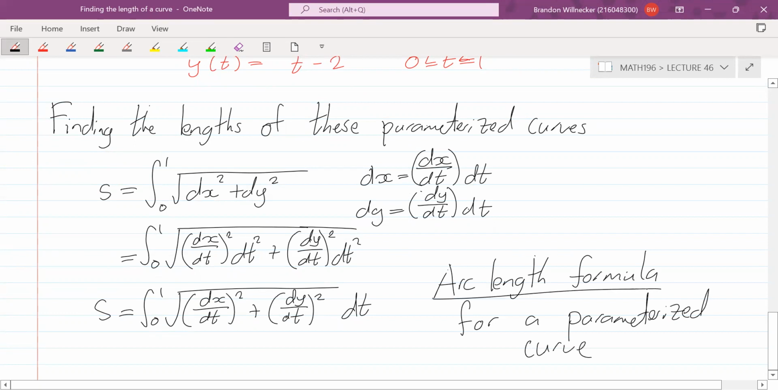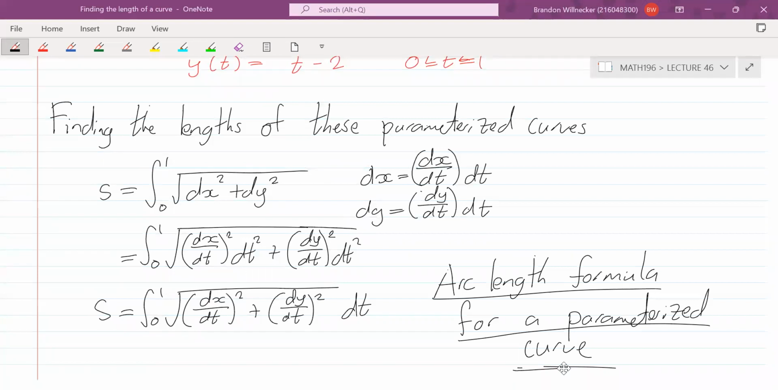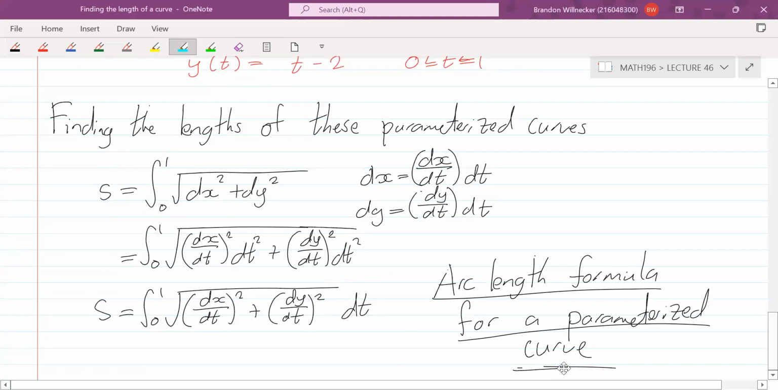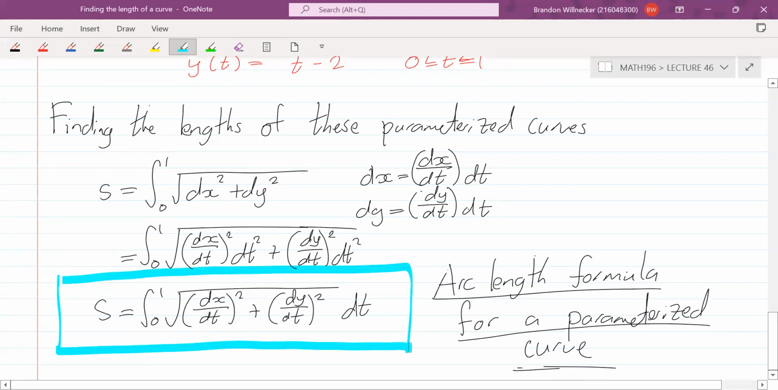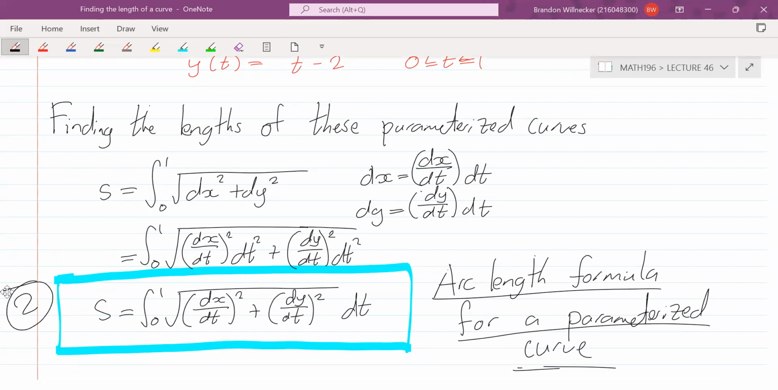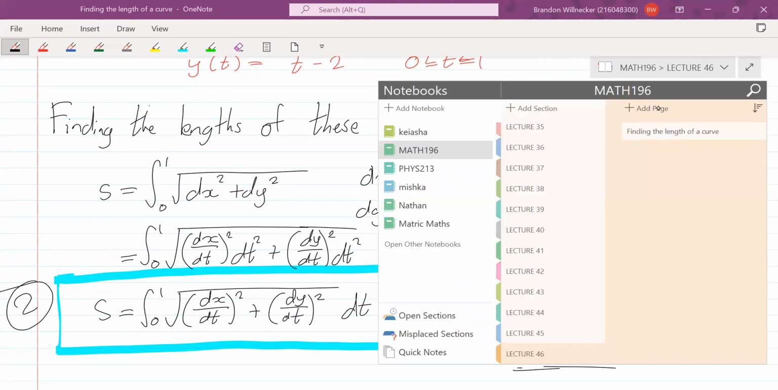So we've got two arc length formulae. One is if we have y as a function of x, and we've got this one over here if it is a parameterized curve. So that's our second formula. Let's have a look at some examples of using these two formulae. So example 1.